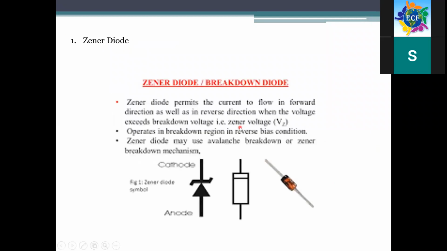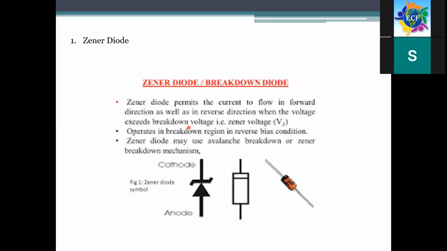So the first one is your Zener diode. A Zener diode is designed to get a stable voltage, and it is operated in reverse bias only. Now you are all aware of forward bias and reverse bias. In forward bias, we connect your P region with positive and N region with negative. Whereas in reverse bias, we connect your P with negative and N region with positive, right?